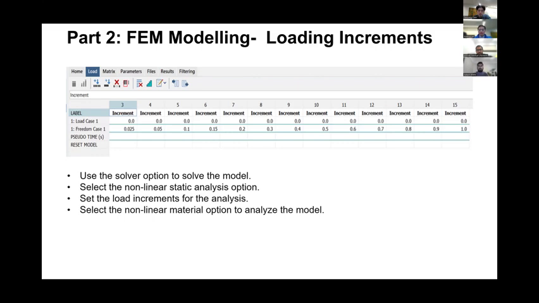The application of load, which acts in the vertical direction on the footing, is done by using the attribute option in the Strand 7 toolbar. And then a non-linear static analysis is done. For the next part, Lan will continue.